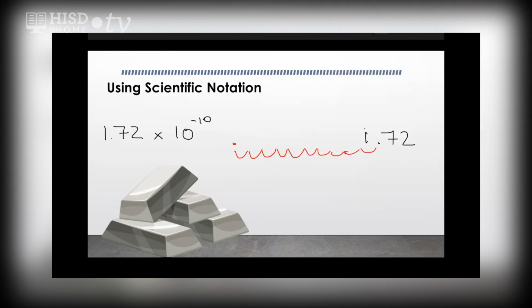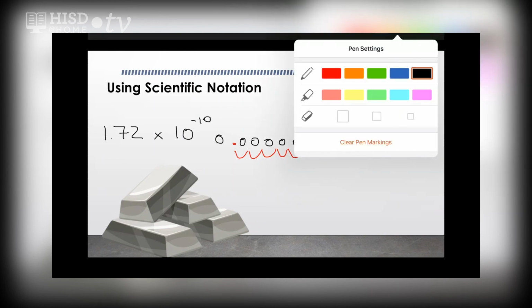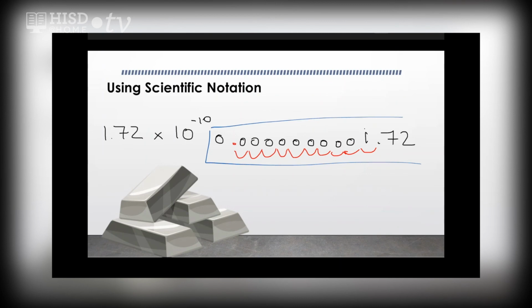And remember that for each of these spaces that I draw, I just have to fill them up with zeros. So I'm going to have all of these as part of my new standard form for this number, and this is going to be the standard form of the scientific notation for the radius of a silver atom.